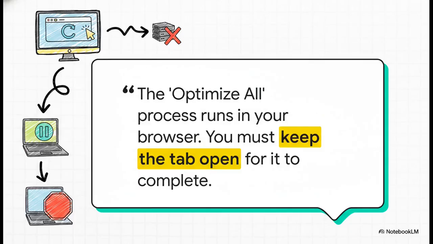Now listen up, because this is super important if you use that Optimize All button. The whole process runs right inside your browser, not on your server. And that's actually a really smart way to prevent server timeouts on big jobs. But it means you have to keep that browser tab open and active until it's done. If you close it or navigate away, it'll just stop. So just let it do its thing.